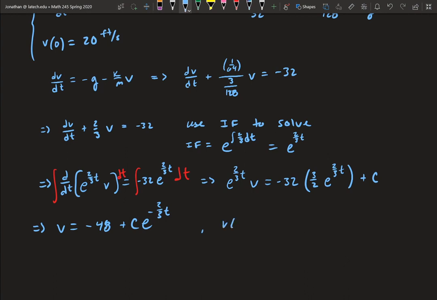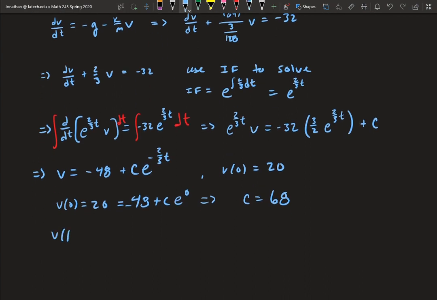Now we know v of 0 is 20 feet per second. So v of 0 should be 20, which equals negative 48 plus c e to the 0. That tells us c equals 68. So v of t is negative 48 plus 68 e to the negative 2/3 times t. Now that's our velocity at time t.